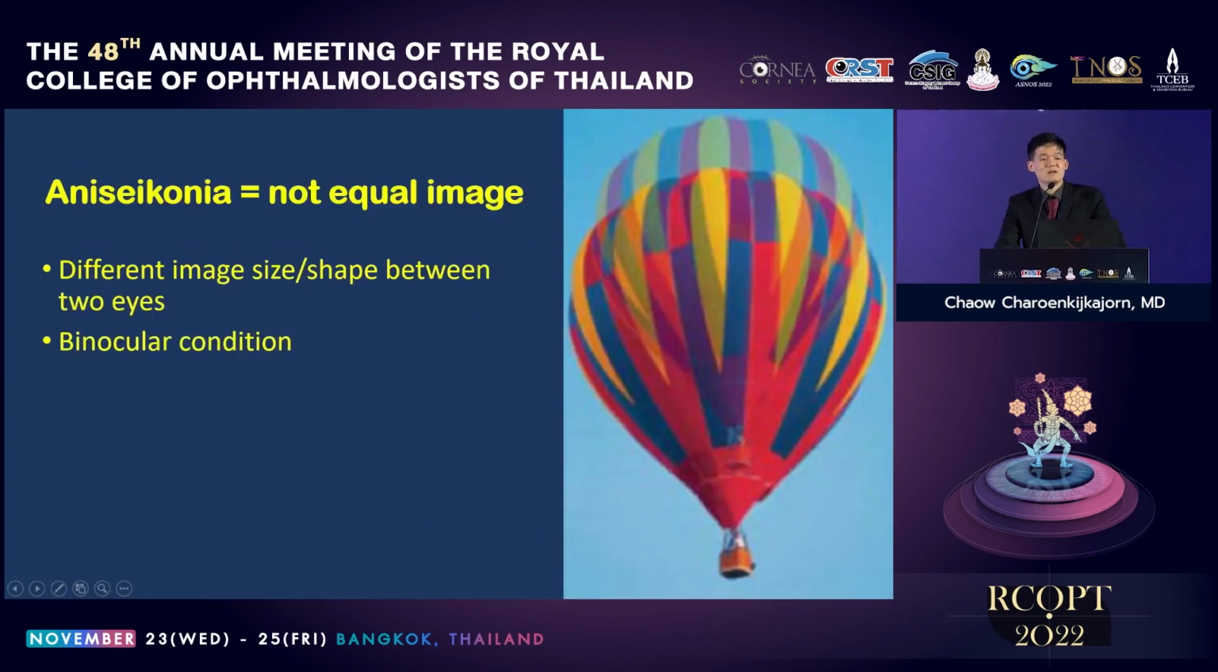So aniseikonia means not equal image. It can be a difference in image size between two eyes. One eye sees things bigger and one eye sees things smaller, or it can be a difference in the shape of the images as well. And from the definition, you can probably tell that aniseikonia is a binocular condition. That means the patient is going to experience the symptoms of aniseikonia only when both eyes open.